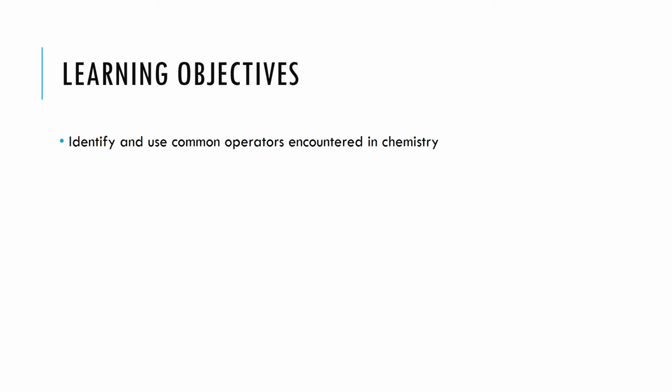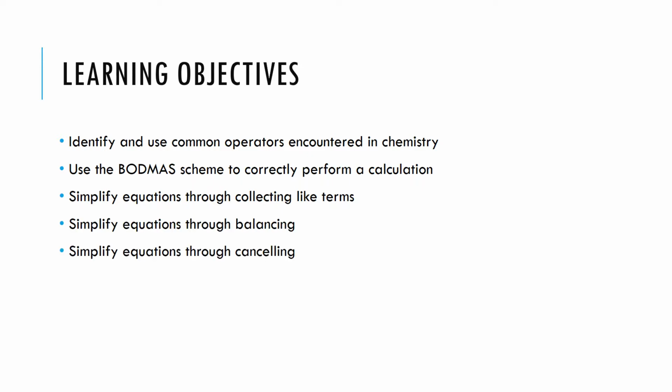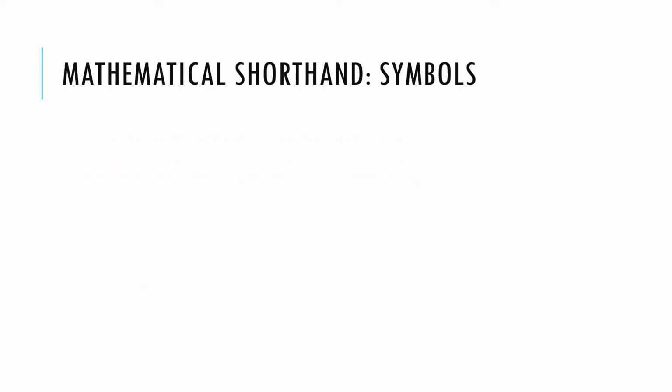So our learning objectives are to be able to identify and use common operators encountered in chemistry. Some of these are simple, some of these are a little bit more complicated. To be able to use the BODMAS scheme to correctly perform a calculation. Again, this is probably familiar from early studies in mathematics, but we're going to go over it again today. To simplify equations through collecting like terms, through balancing, through cancelling, and finally to rearrange simple equations.